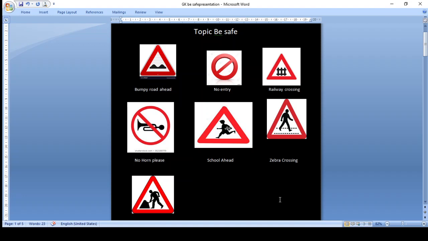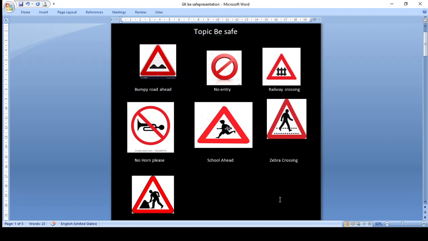Then we have railway crossing. A track has been drawn. Then no horn please. Then a child is going with a bag. School ahead means when you see this board, just nearby there is a school, so you have to drive slowly.